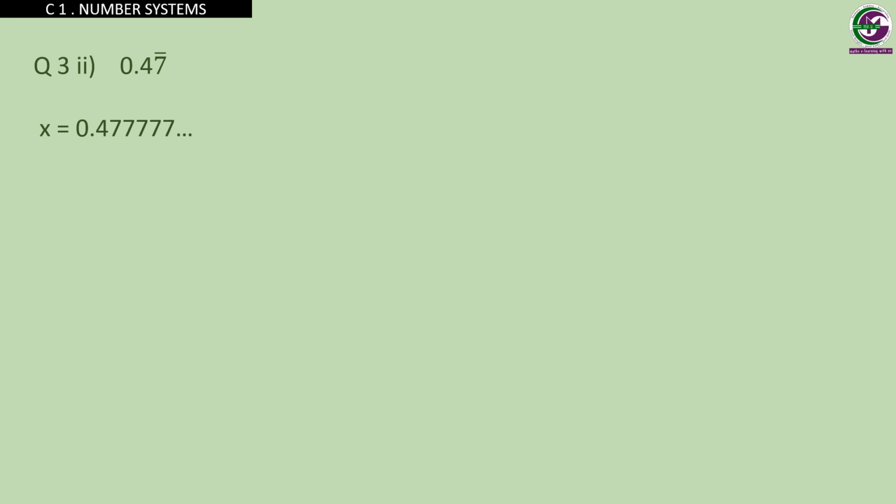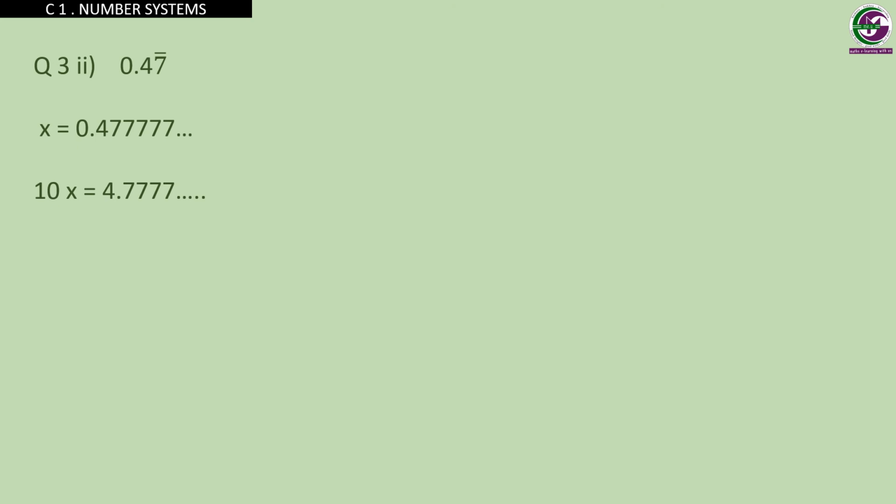0.4777. The first step here is to take the number 4 to the left side of the decimal point, because 4 is not repeated. So there is only one digit, so we multiply 10 on both the sides. So we have 10x is equal to 4.777. Now these two are not equal. See the first equation and second equation, they are not equal. So we multiply again by one more 10 so that the numbers will be the same.